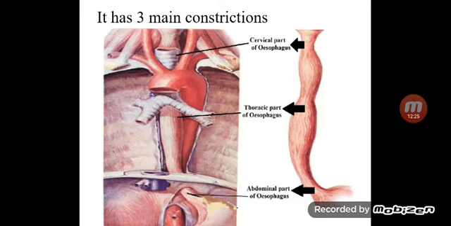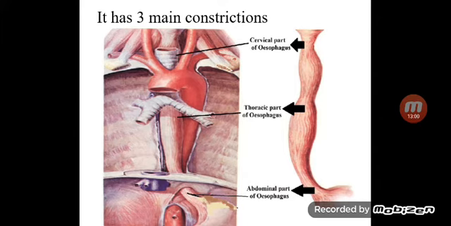The second one is at the site where the aortic arch and left bronchus cross the esophagus. So this is the second one, where the aortic arch and left bronchus cross, from the upper incisor teeth.